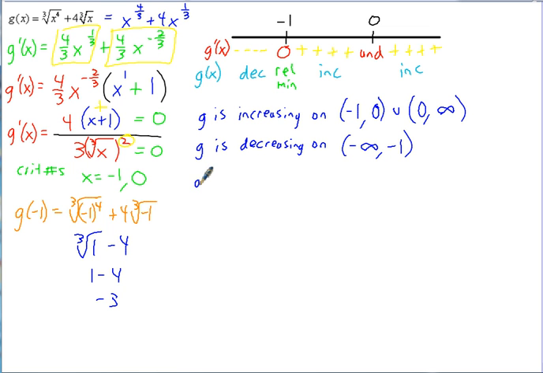We can say g has a relative minimum at -1, -3.